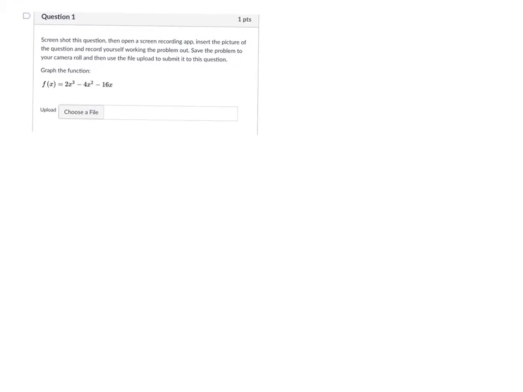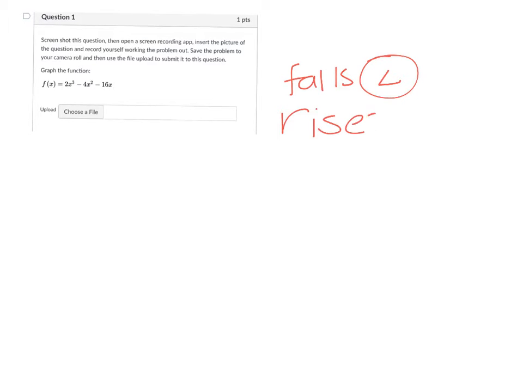This one says graph the function. So I'm going to start with left hand and right hand behavior. Because it's a positive 2x to the third as my highest exponent, it tells me that it falls left and rises right. Everybody's good on that, right? Yes? Okay, then what's the next thing I would do?